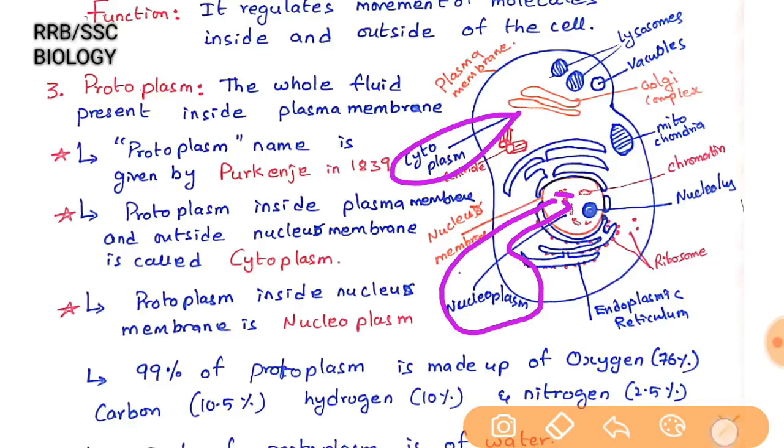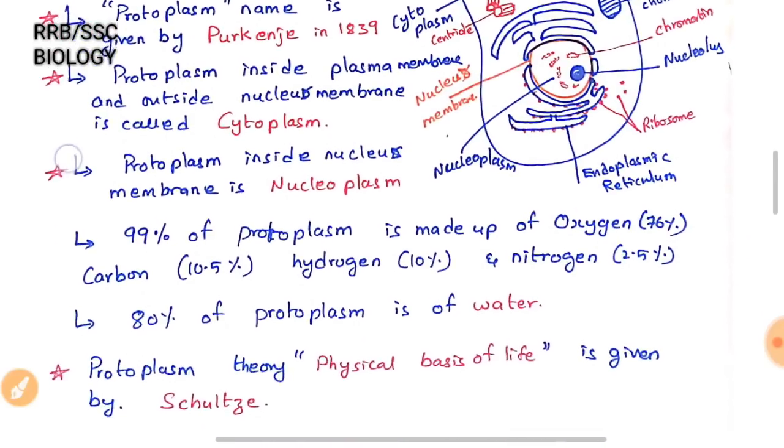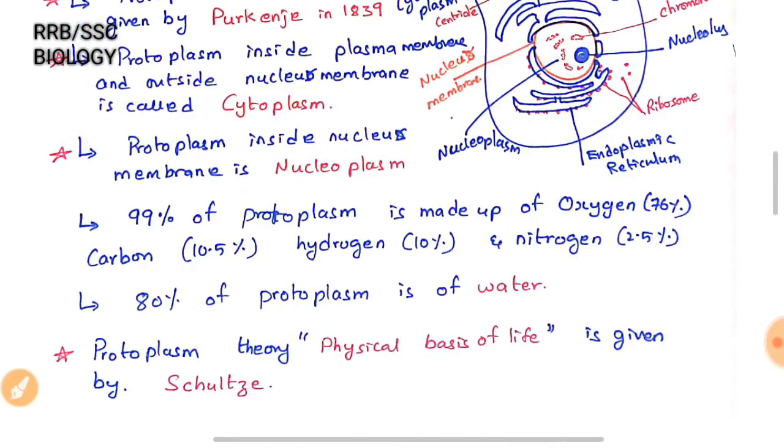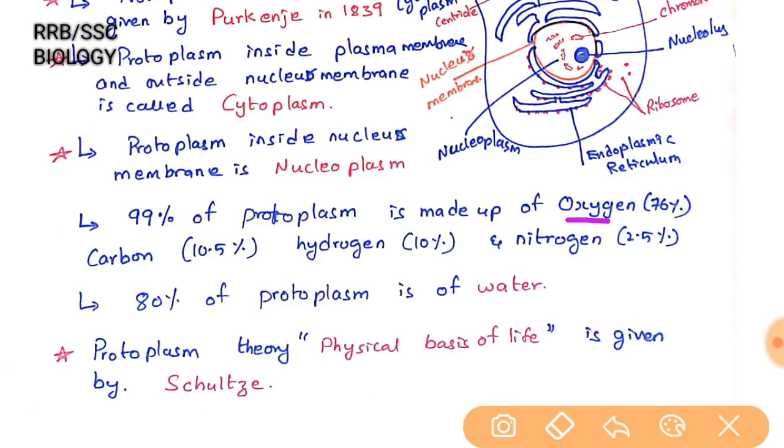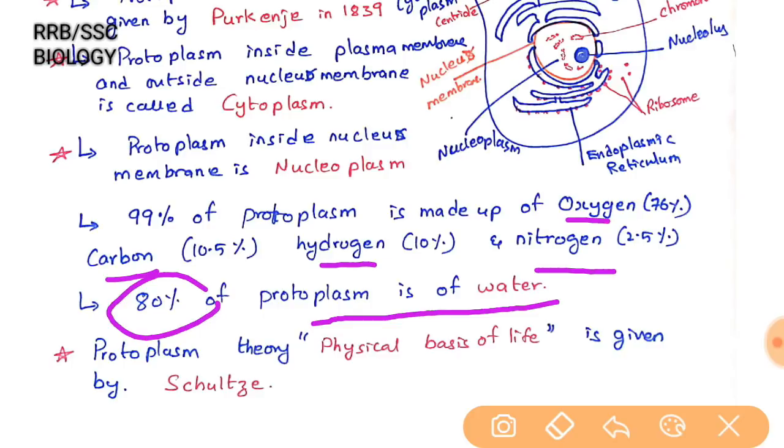And this protoplasm constitutes oxygen of 76%, carbon 10%, hydrogen 10%, and a small amount of nitrogen. Protoplasm consists of oxygen, carbon, hydrogen, and nitrogen. And 80% of protoplasm is water. That is why protoplasm is called the physical basis of life.